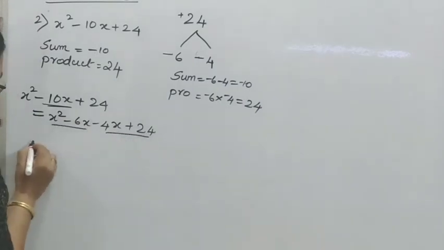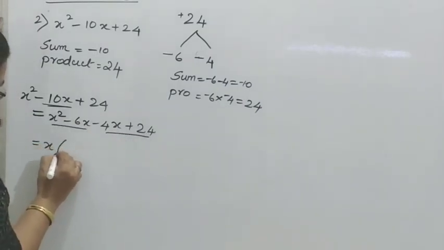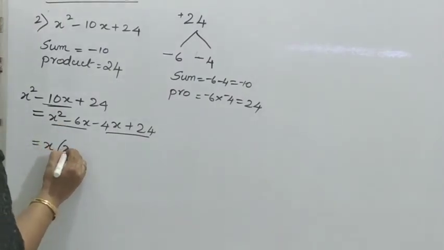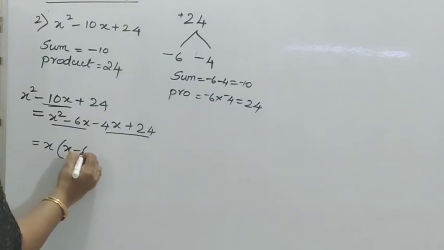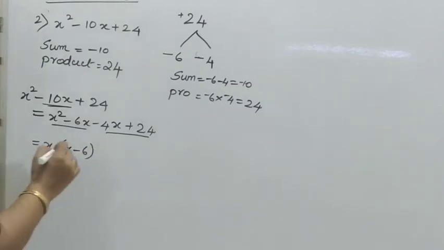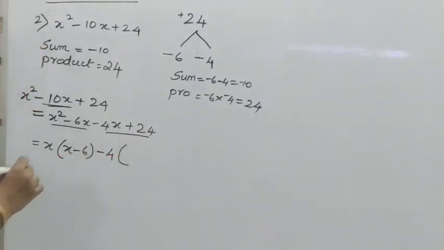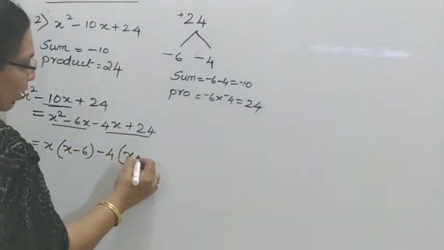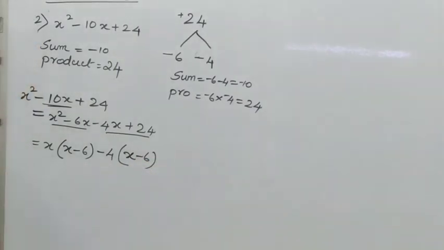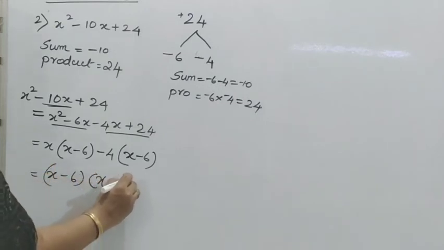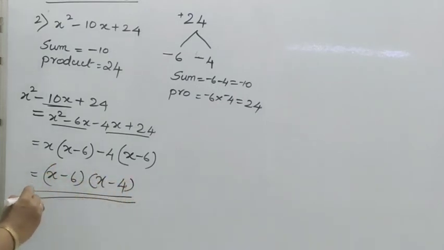For the first two terms we are taking the common factor x. Then the remaining is x here, and from here 6. So x minus 6. Now we are taking the common factor as -4. So here x, then -6. Understood? So x minus 6 is again common. So what is the remaining term? x minus 4. So the quadratic polynomial we have got as the product of factors.